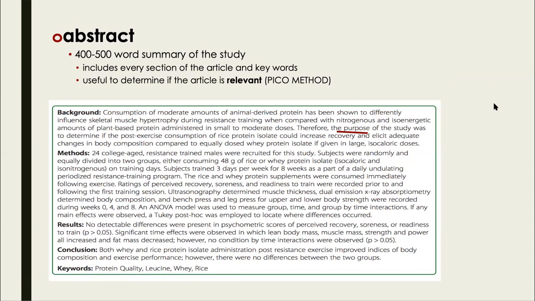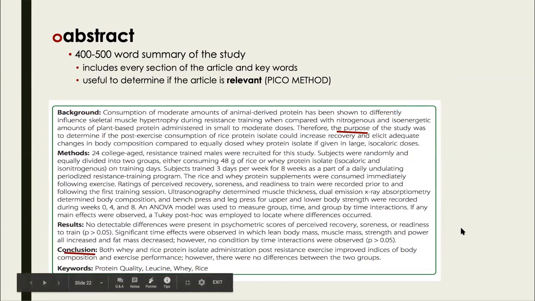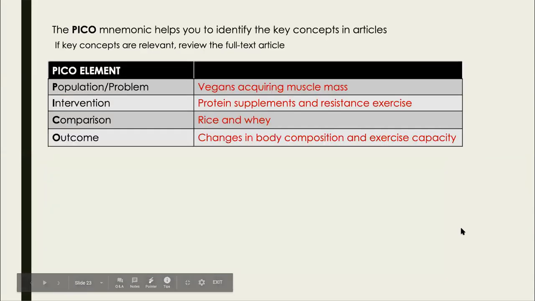So in here, you'll be able to find the purpose of the study, the conclusions they made, the methods and results that they found. And then a PICO mnemonic was made to help you identify key concepts in articles.